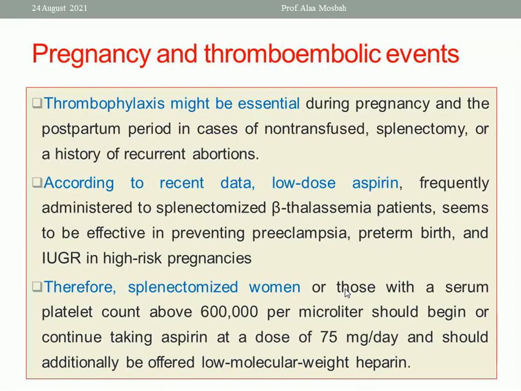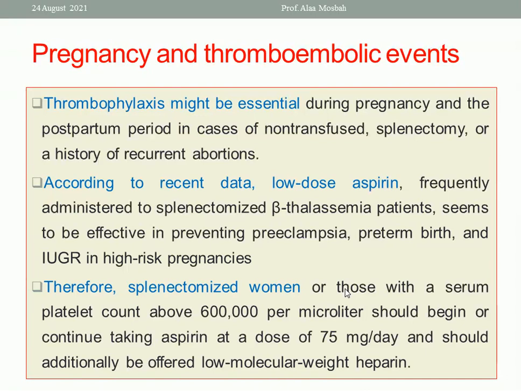What about in splenectomized women with platelet count more than 600,000 per microliter? They should have aspirin 75 milligram per day plus low molecular weight heparin. This is very important to be known. So we said pregnancy itself is in a hypercoagulable state, and the patient has a risk of DVT and thromboembolism.